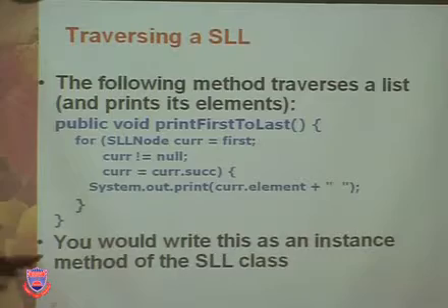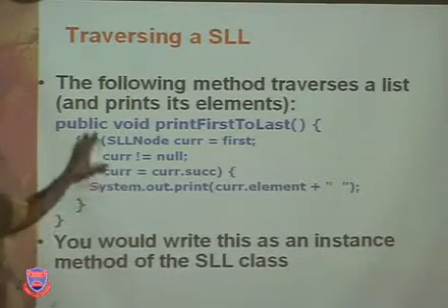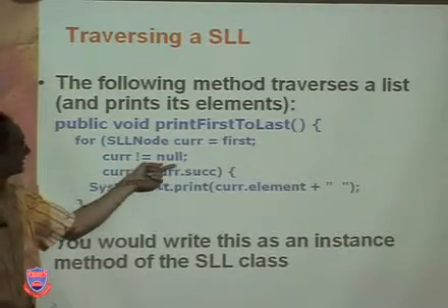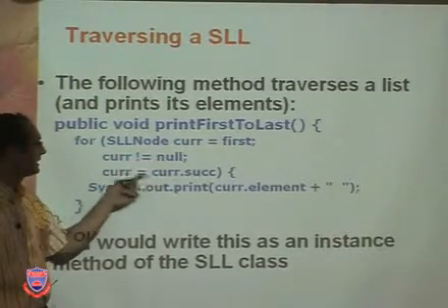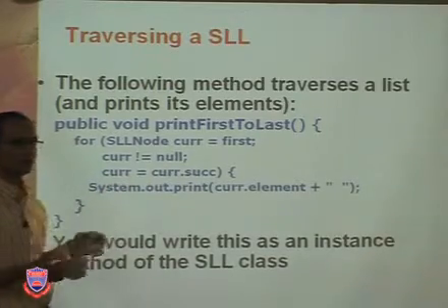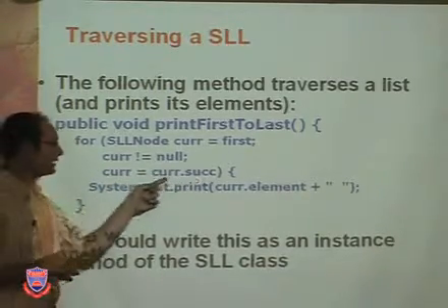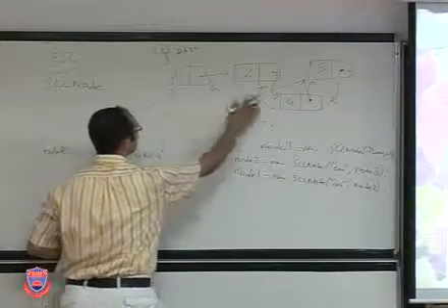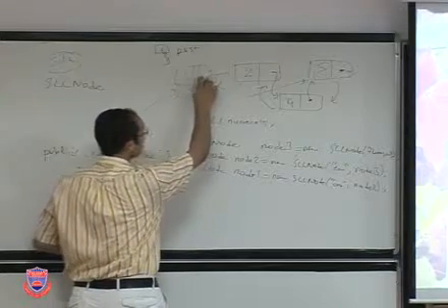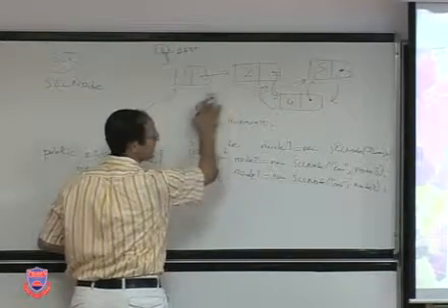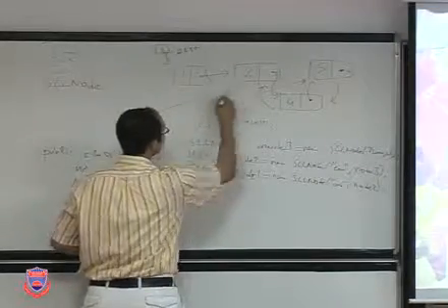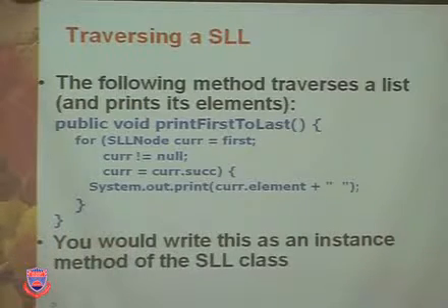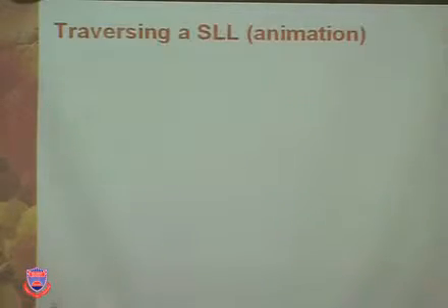So this could be an instance method for the singly linked list to access all the elements. So again, you start with the first element, and every time you check whether the current is equal to null or not, and every time you continue with the next element, which is going to be obtained by current. So my current points to this one, let's say. My current's next is basically pointing to this, so I will update my current to be now pointing to current.next, or the successor, doesn't matter.